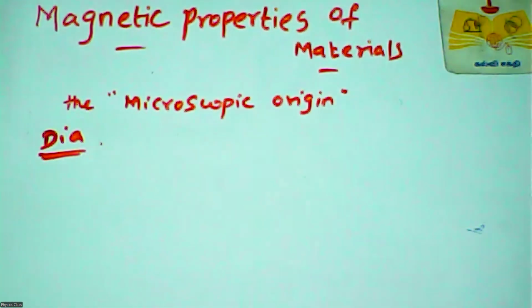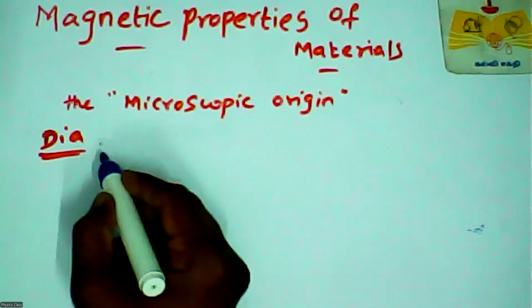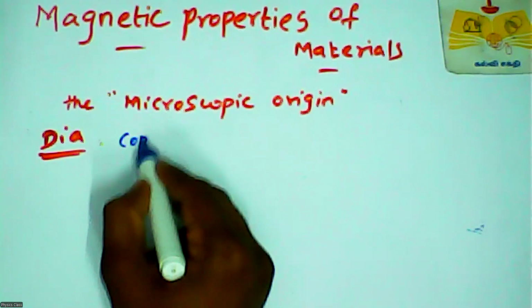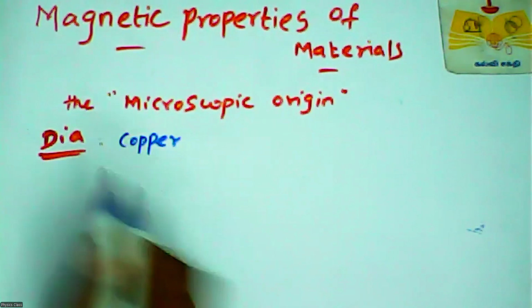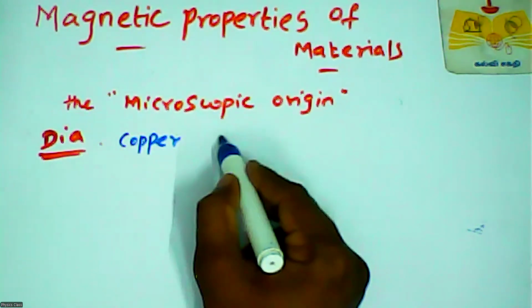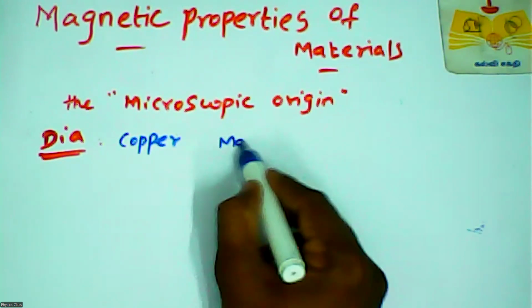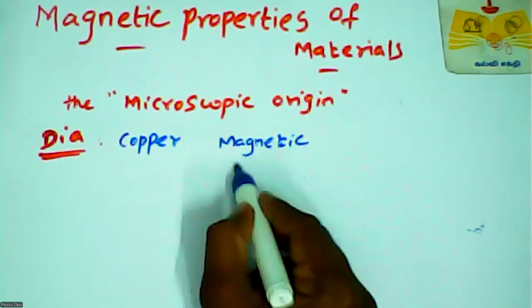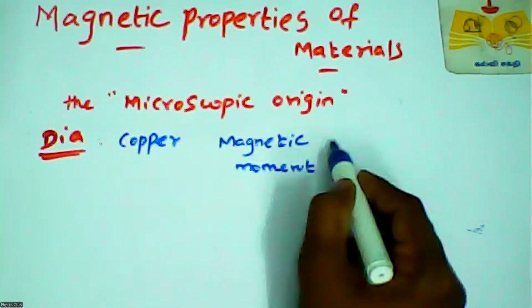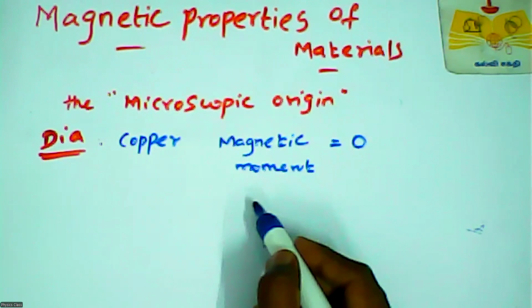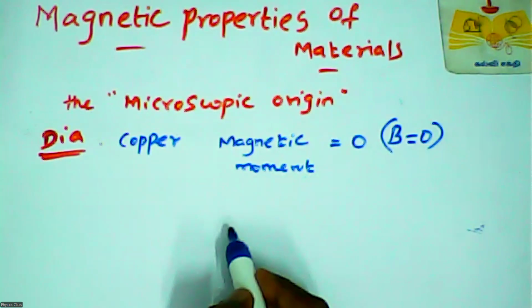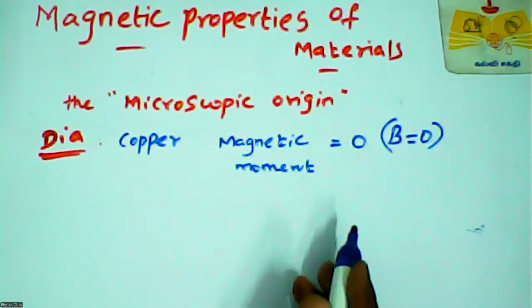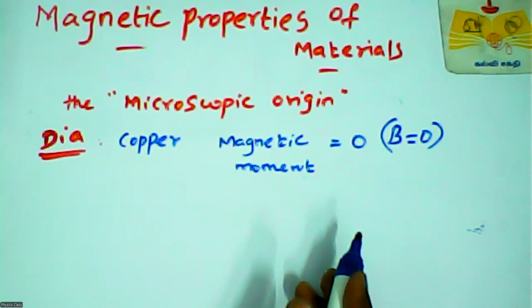For example, diamagnet. Already I told you, it is repelled. Diamagnetic substance, we can say copper. Copper is the best example for diamagnetism, copper or water. Here, the resultant magnetic moment of the atoms is zero. Magnetic moment is zero in the absence of external field, B or H. I will tell later.